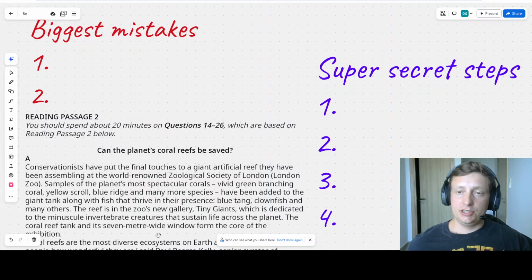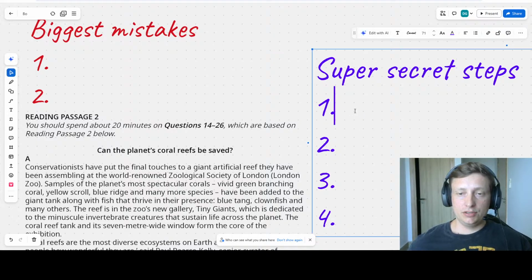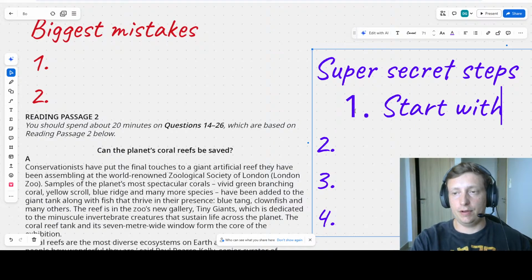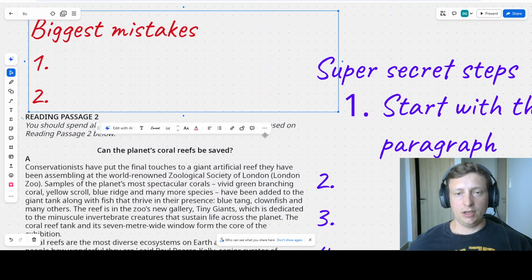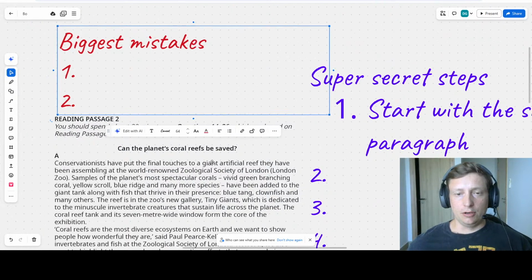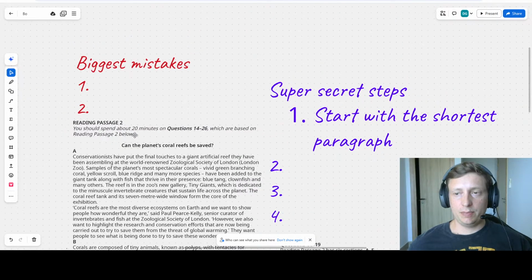Now let's get into it. The first super secret step that I've got for you is to start with the shortest paragraph. Okay, let's zoom out a bit. So, we want to start with the shortest paragraph, and I'll explain to you why.